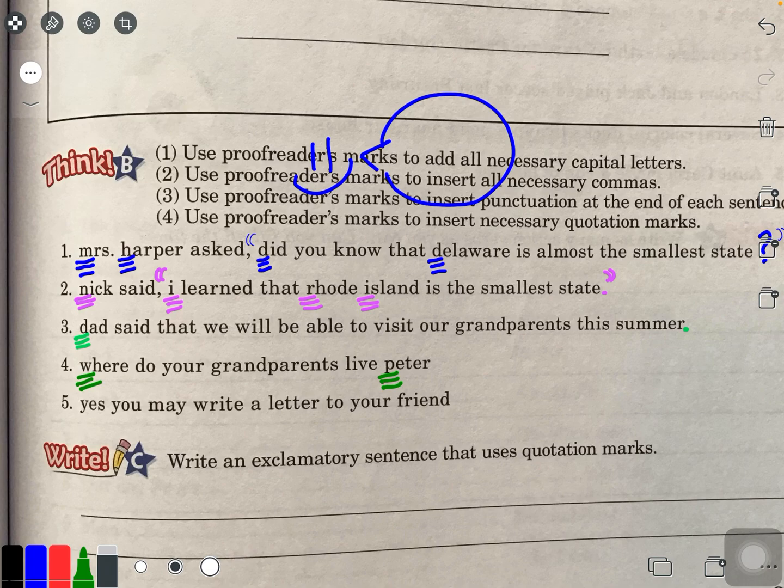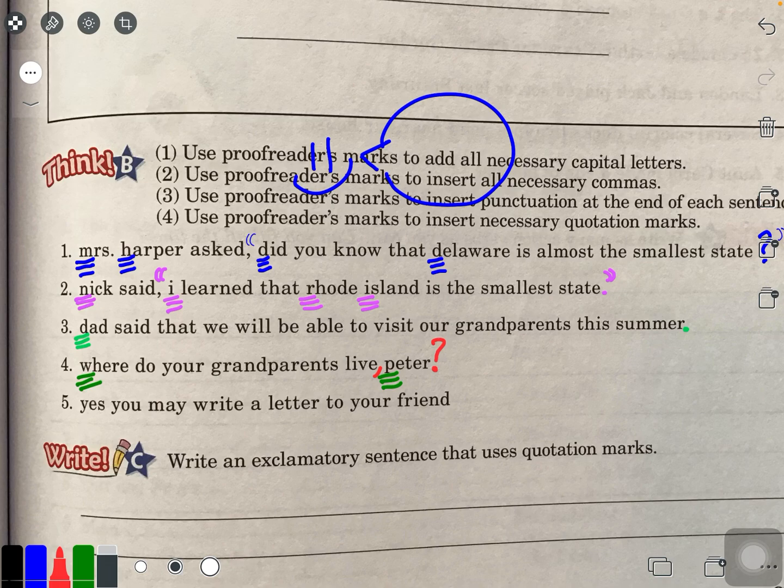Now, I know there's no dialogue tag, so I don't need quotation marks, but I am talking to Peter, so I need to put a comma right there. So you see where I put the comma? It's after live, sorry. And then I'll put a period. Where do you grant? Oh, not a period. Oh my word! I just realized it's supposed to be a question mark. Silly Miss Tavera. Silly Miss Tavera.